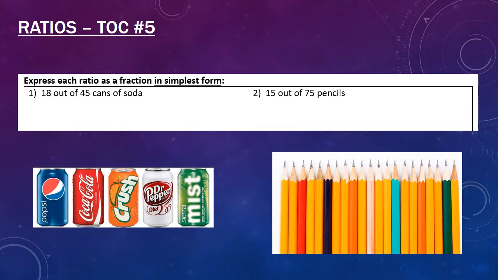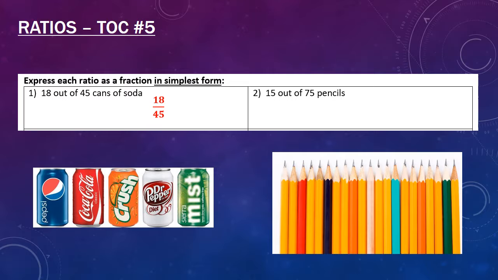So let's look at the middle part of your paper. Here are some examples of ratios, and we're going to simply find the simplest form. In the first one, I have some pictures of soda cans. What if we said 18 out of the 45 cans of soda that we bought for an event are Pepsi? We would write that as a fraction. 18 is given to us first, so it goes on the top. 45 is given to us on the bottom, that's the total or the whole. And then we have to simplify.